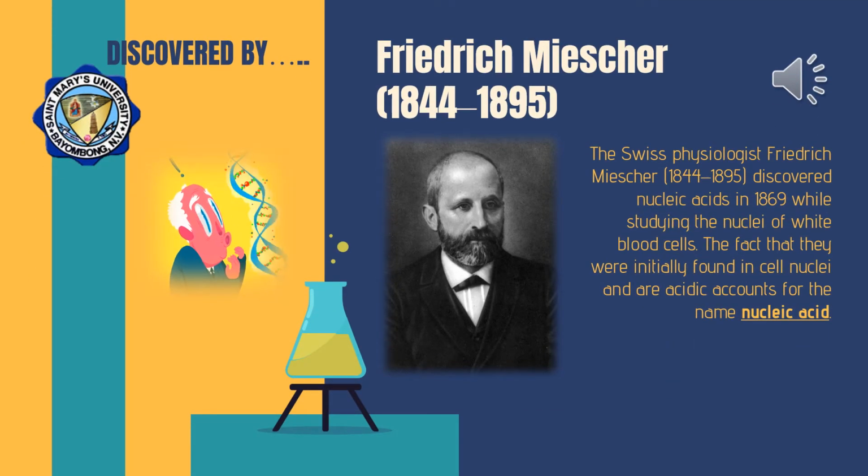The Swiss physiologist Friedrich Miescher discovered nucleic acid in 1869 while studying the nuclei of white blood cells. The fact that they were initially found in cell nuclei and are acidic accounts for the name nucleic acid. Although we now know that nucleic acids are found throughout the cell, not just in the nucleus, the name is still used for such materials.